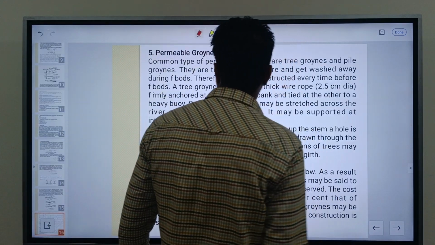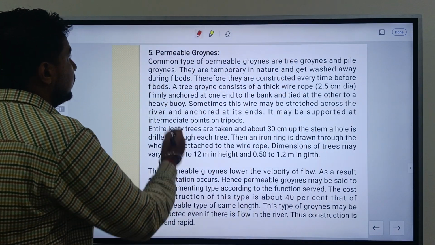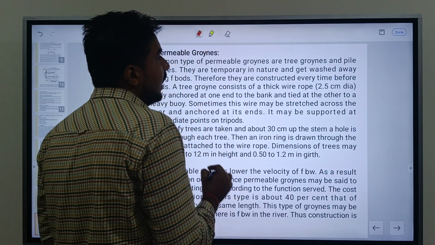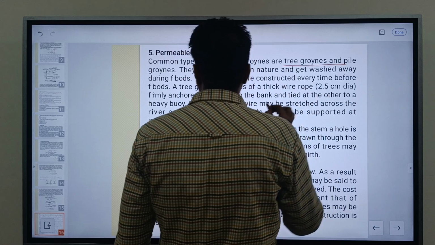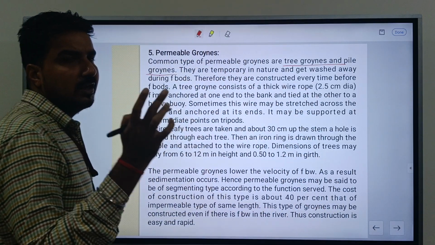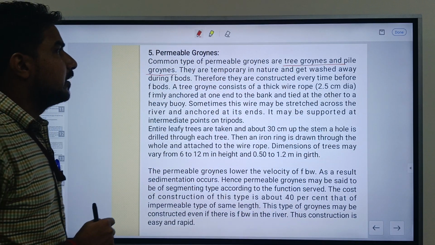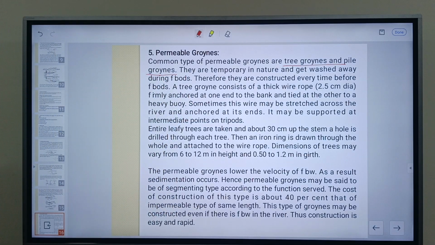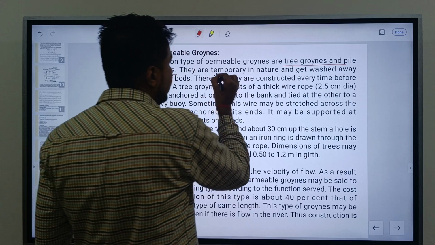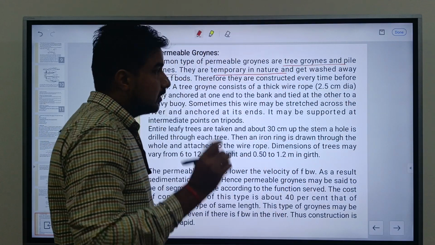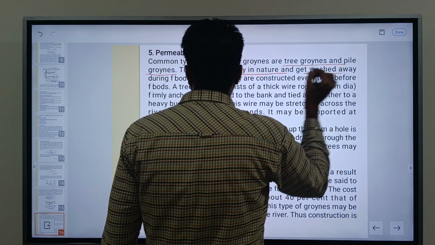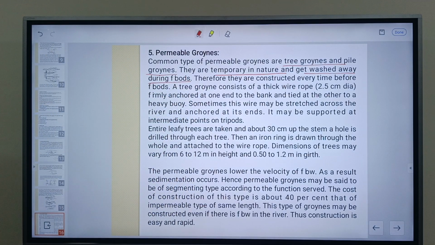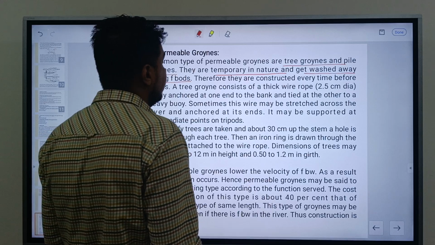Now next one is the permeable groyne. Okay, so permeable groyne होती है. Common types of permeable groynes are tree groynes or pile groynes. Means there are two types of groynes. Permeable groynes के अंदर क्या होती है हमारी tree groynes और हमारी आती है pile groynes. They are temporary in nature. They are temporary, मतलब ये permanent नहीं होती, पर temporary in nature and get washed away during the flood, during the rainy season, during the flooding season.